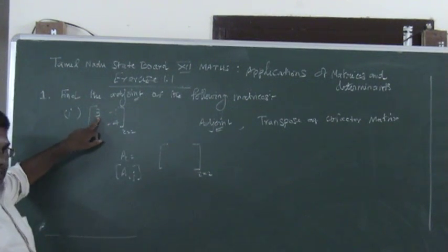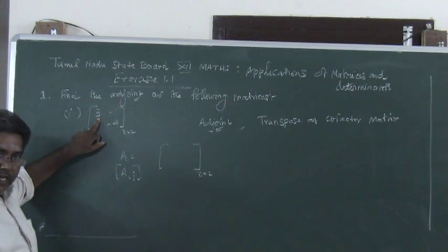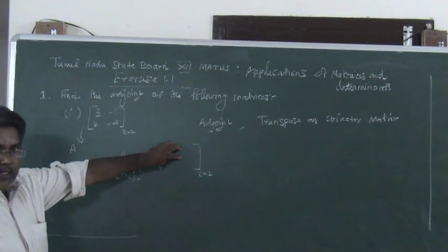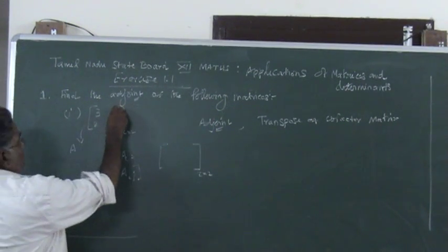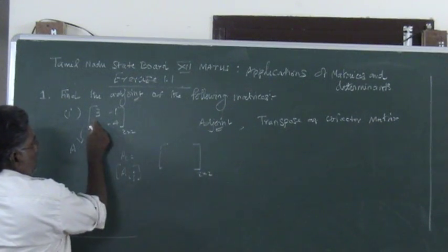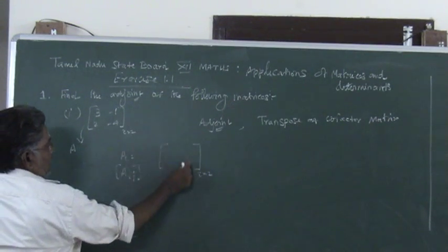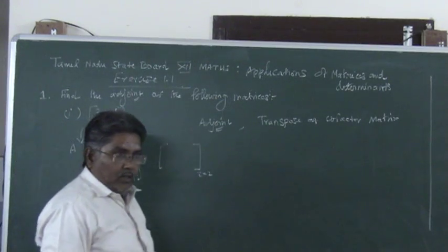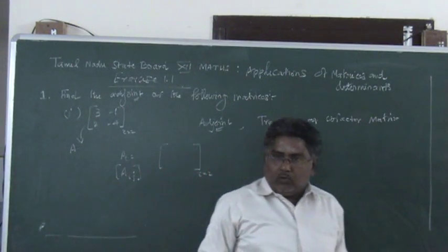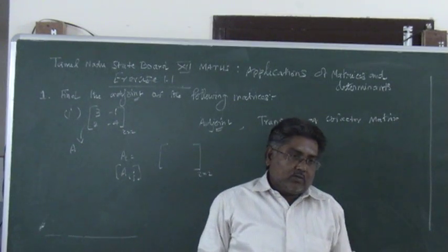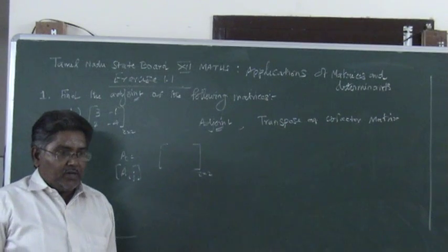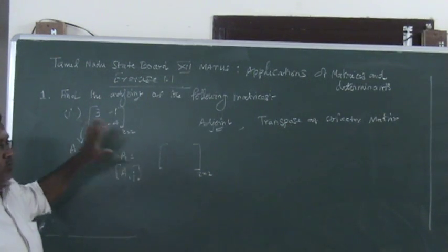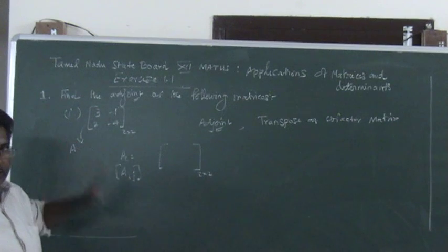First row, first element of the given matrix is there. You find its cofactor. I will tell you how to find cofactor. That cofactor will come here in its corresponding place. The cofactor of this will come here. The cofactor of this will come here. You will have cofactor matrix. That cofactor matrix, after you get that, you find its transpose. You will get the adjoint. This is applicable for higher order matrices also. So how to find out the cofactors of each element of this?